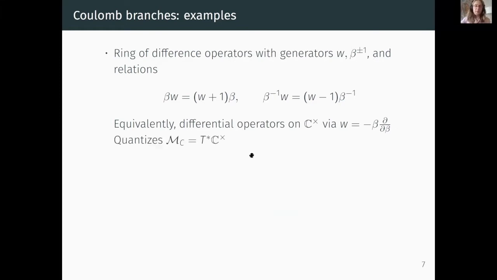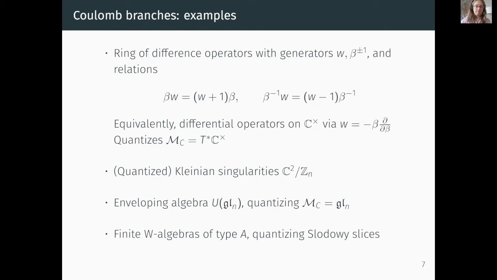What this also tells you is that the Coulomb branch in this case is the cotangent bundle of C star. So it's an affine variety. It has a nice symplectic structure here, and this is some quantization. That's the simplest example of a Coulomb branch. Maybe one step beyond that would be something like the Kleinian singularity. That comes up as a Coulomb branch too. Some other interesting examples are the enveloping algebra of gl_n or finite W-algebras of type A. So there's quantizing Slodowy slices, or maybe we should add the word nilpotent cone in here somewhere, but you can pretend the Coulomb branch is gl_n. So these are some examples of what a Coulomb branch is.